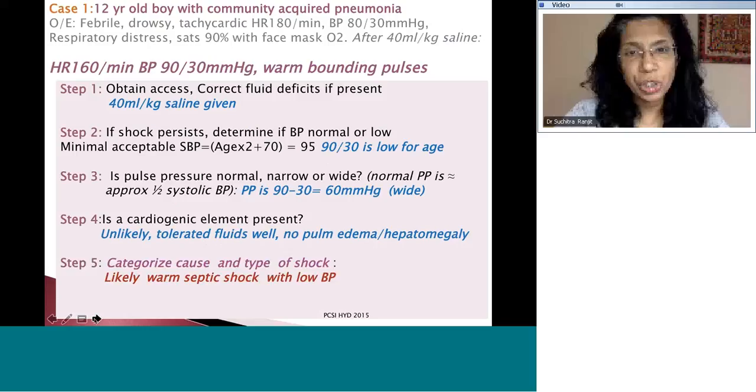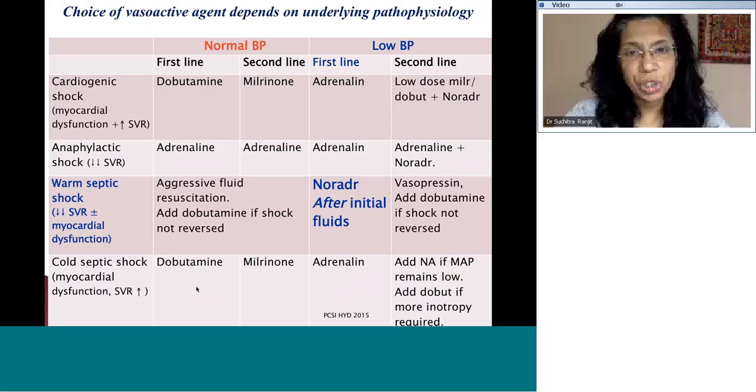So the cause of shock could be warm septic shock with low blood pressure. The patient has warm septic shock. His blood pressure is low, so we use noradrenaline after initial fluid, right? The response to fluid and the response to noradrenaline will also give us a clue if there's underlying myocardial dysfunction. So after starting noradrenaline, we have to monitor the patient very closely for worsening perfusion. If there's underlying myocardial dysfunction, the heart rate will increase and the pulses will go down when we use a vasopressor agent.